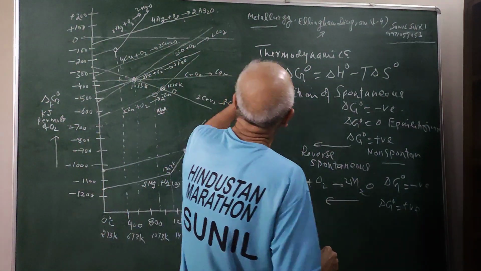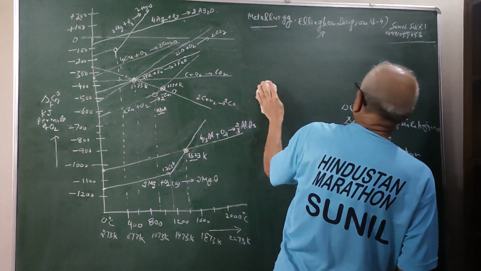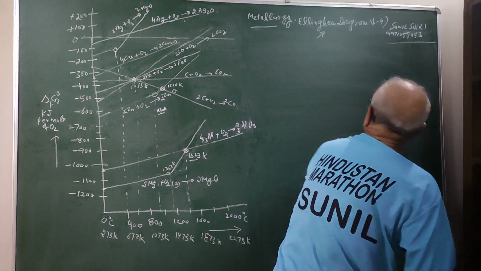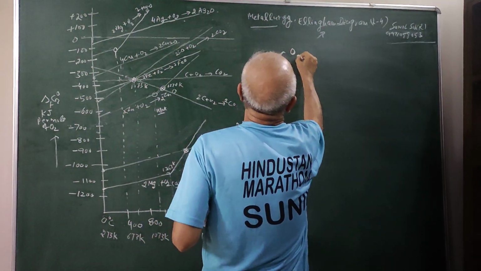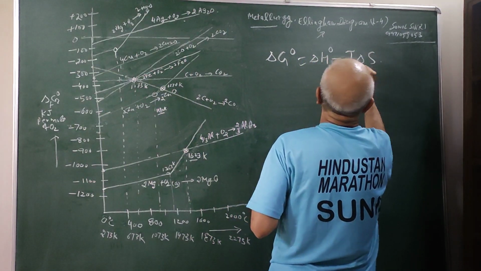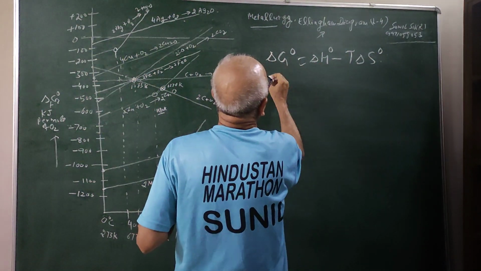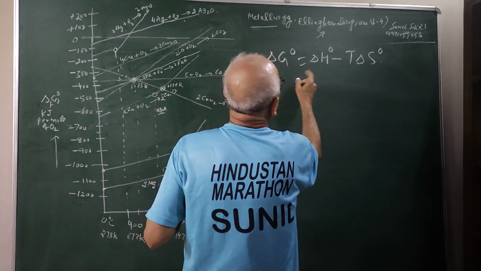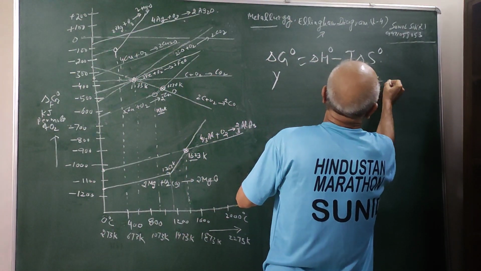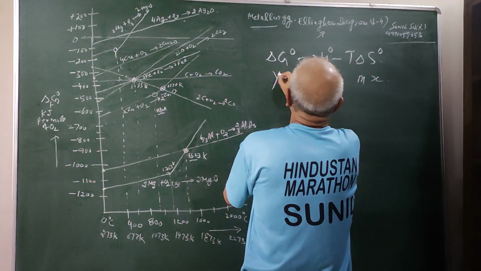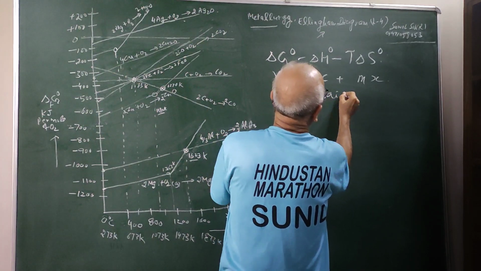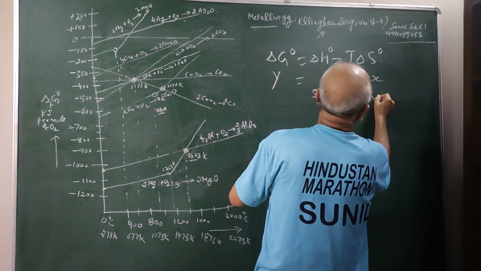Therefore, the condition of spontaneity can be predicted from this delta G value, and these values are dependent on two things. Delta G0 is equal to delta H0 minus T delta S0. Here you see that if this is my y-axis, I can compare this with the equation of a straight line. This is a straight line equation, students.